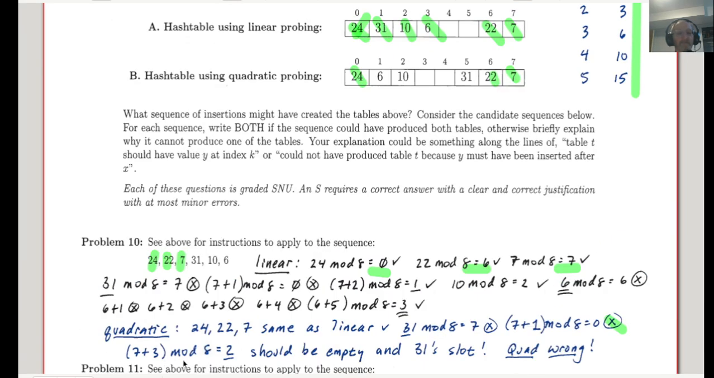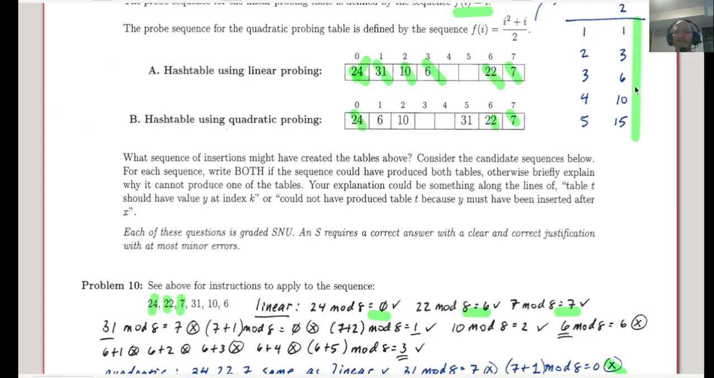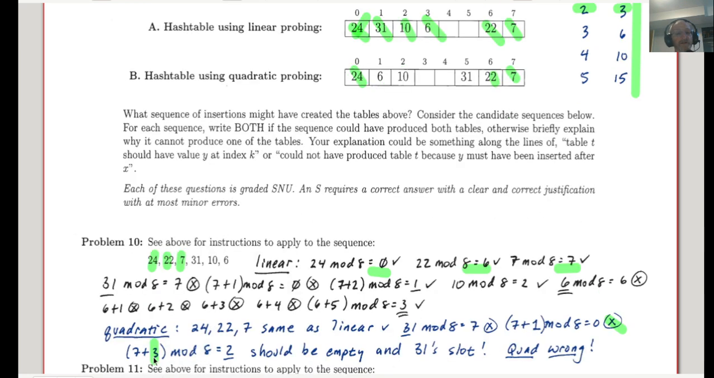7 plus 3 mod 8 equals 2. Why is this a 3 and not a 2? Because we're on the second probe, and the value of the probing function is 3. So 7 plus 3 is 10, mod 8, which is 2.